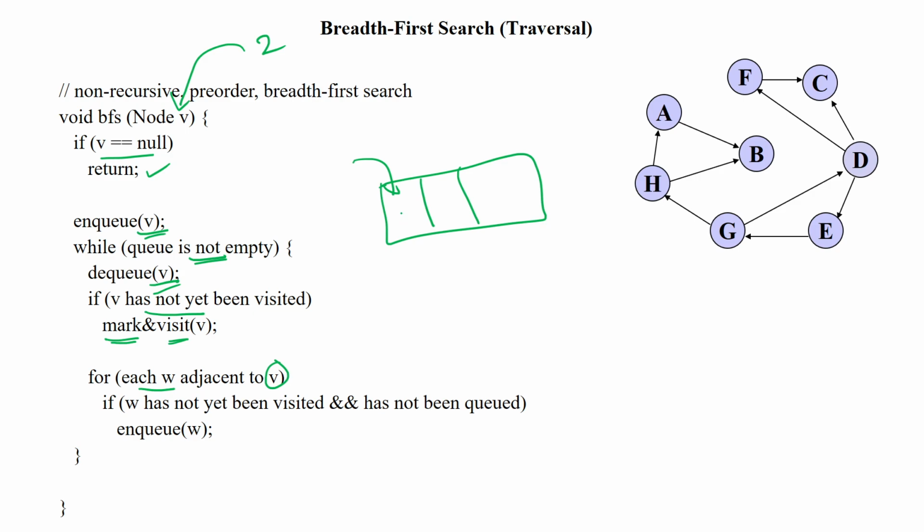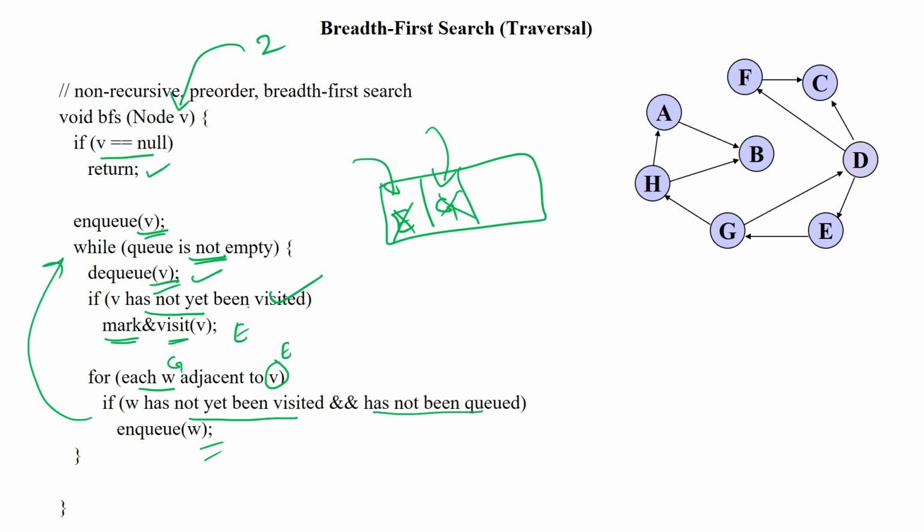So if it is E, E is deleted in this location, E is marked as visited. Then for E, the adjacent vertex is G. So G is the adjacent vertex that has to be checked. Is it visited or not? It is not visited, and also it is not queued. So we are going to enqueue it into the given queue. So we have to repeat this until the queue is empty. Still the queue is not empty.